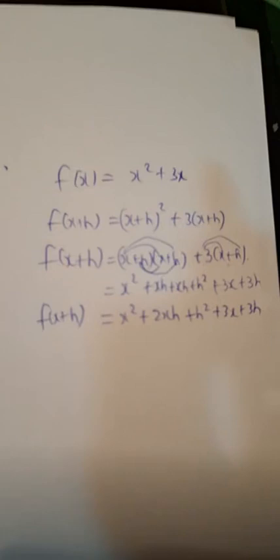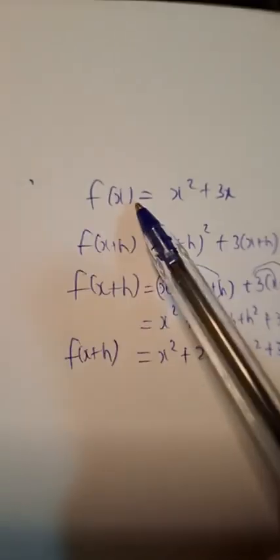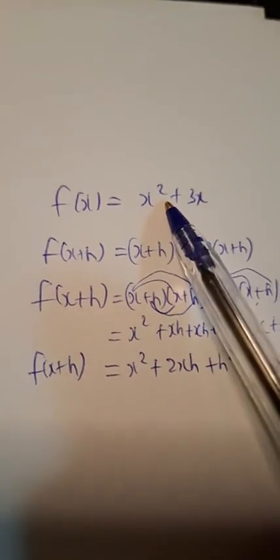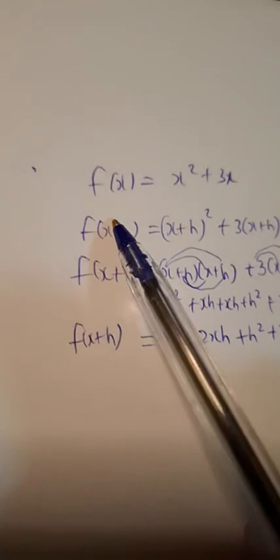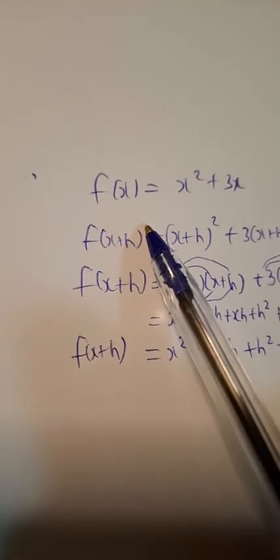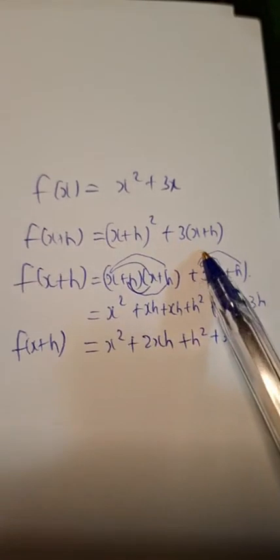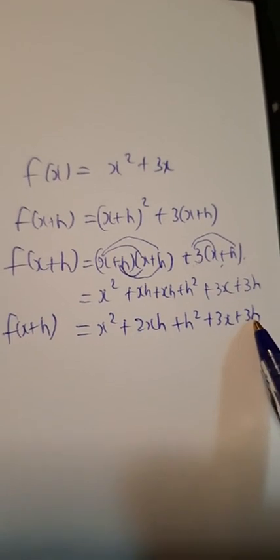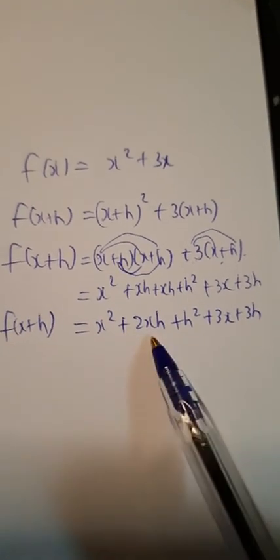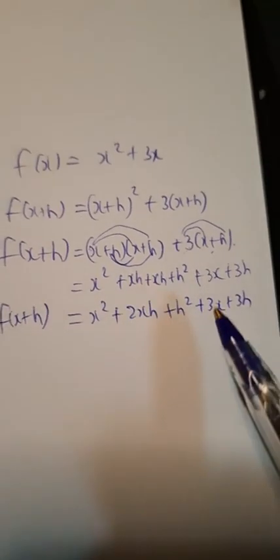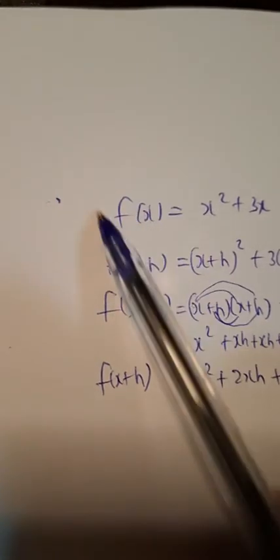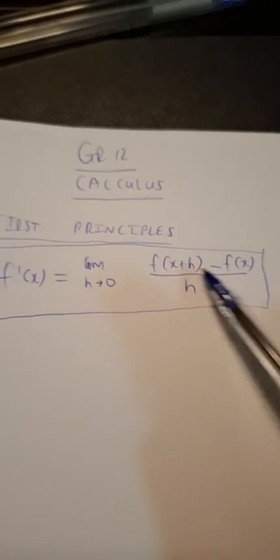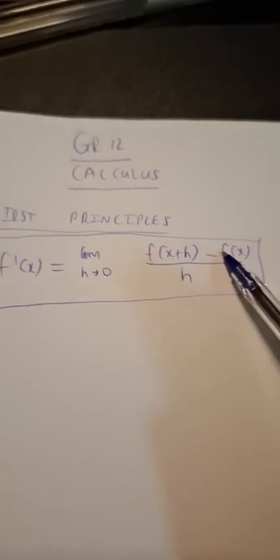So I personally advise that if you have the function f of x, which is x squared plus 3x, find f of x plus h on the side so that you can actually then know what the full expression of f of x plus h is. Then after doing that, you can now take your f of x, go plug it into the first principles formula, okay, so that you can find the derivative.